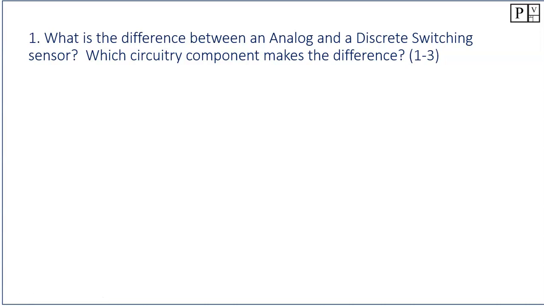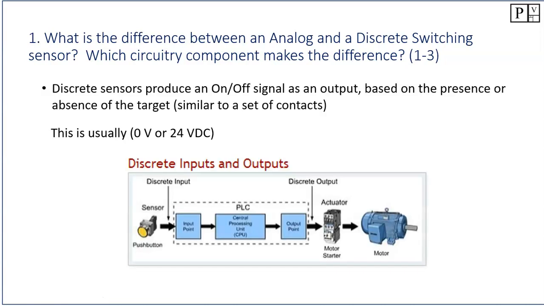So the difference between analog and discrete switching. Well, discrete switching, we found most of the sensors that we were working on were discrete switching. Either they were on or they were off. They had 0 volts or 24 volts DC as the output. We weren't hooking these up to the PLC yet. We were hooking them up to an LED, but the LED was a 24 volt DC LED, and when the sensor conducted, then the LED obviously turned on. So discrete switching is just basically on or off.